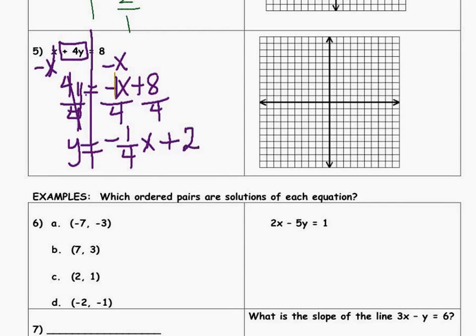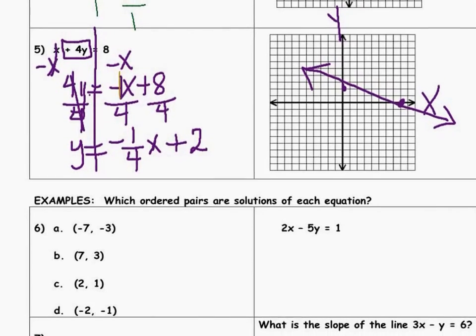Now we have it in y equals mx plus b form. We're going to start with our b, and we're going to graph that. So positive 2 on the y-axis is over here. Then notice your slope is negative 1 over 4, so that tells me to go down 1 and 4 to the right, down 1, 4 to the right, and graph. Hopefully yours is straighter than mine.